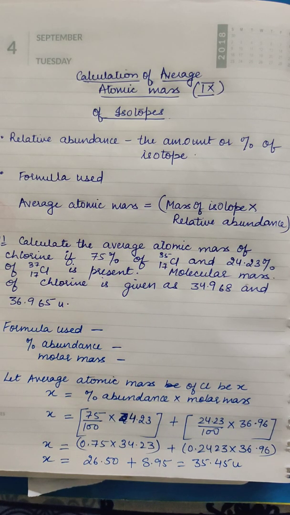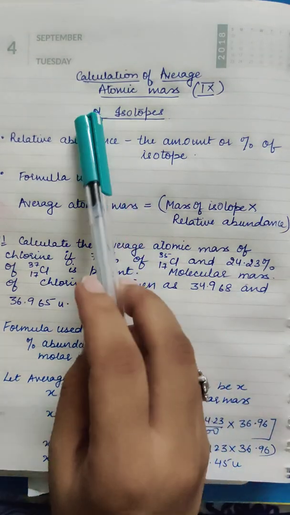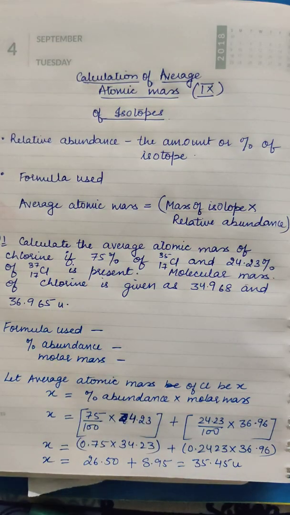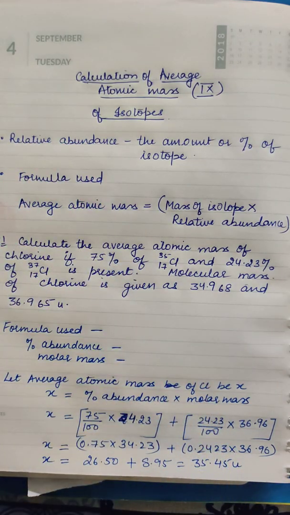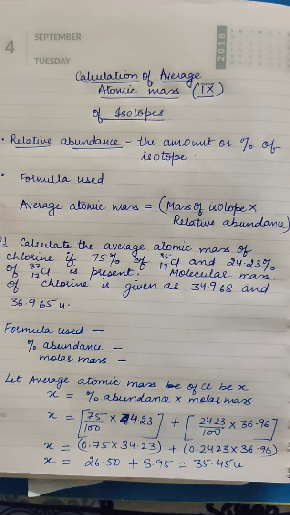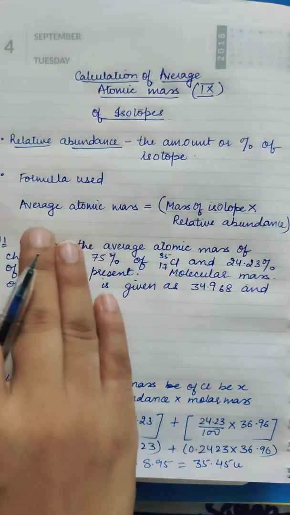As I have written, the topic is calculation of average atomic mass of isotopes. By using the isotopes, we are going to calculate the average atomic mass of the respective elements. There is a term you need to keep in mind, that is relative abundance. Relative abundance means the amount or the percentage of an isotope which is present in the question or present in your surroundings.